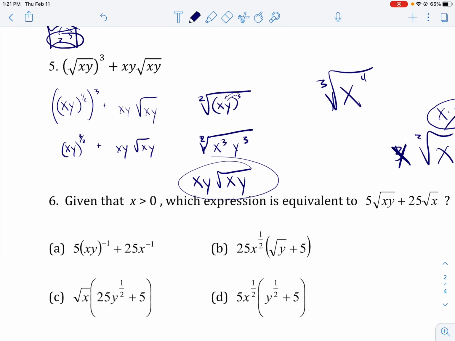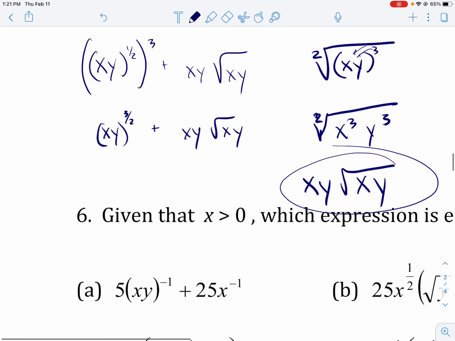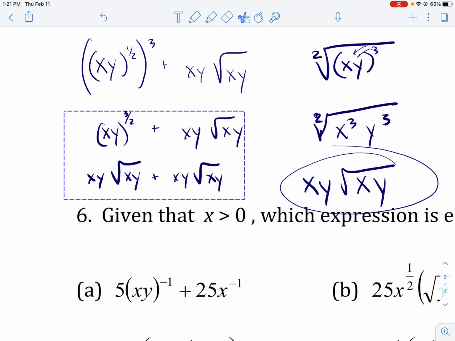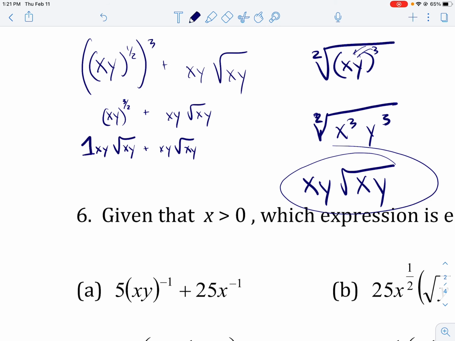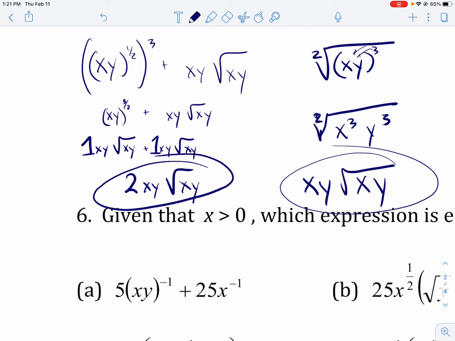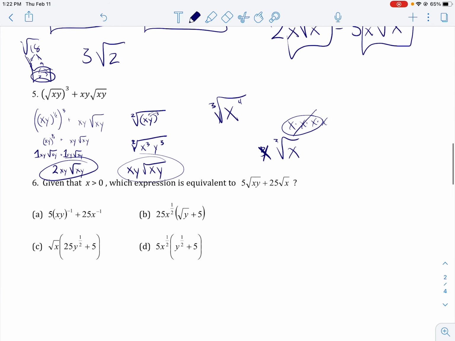And so if you didn't like that, or if maybe that's too slow, you can look at it as, okay, how many times does 2 go into 3? Once, with a remainder of 1, of whatever that thing in parentheses is. So therefore, 1 xy square root xy plus another 1 xy square root xy will give me 2 xy square root xy. Okay. And then finally, this last problem here, okay?